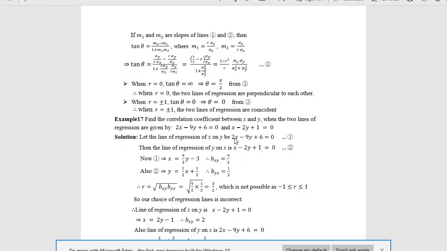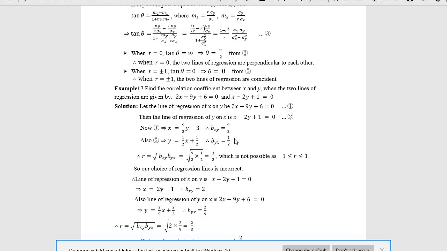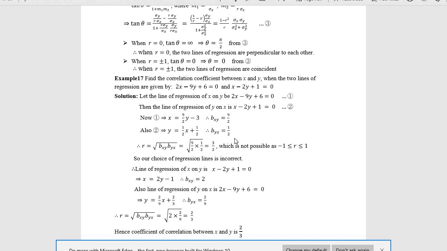Example 17: find the correlation coefficient between x and y, if the two regression lines are given by these equations. So how to calculate the correlation coefficient? I want the regression coefficients b_xy and b_yx. Let one line be the regression of x on y and the other y on x. That is your choice. In the first equation I am considering x on y, so write it in terms of x: x is equal to 9 by 2 y minus 3. So what is b_xy? The coefficient is 9 by 2.